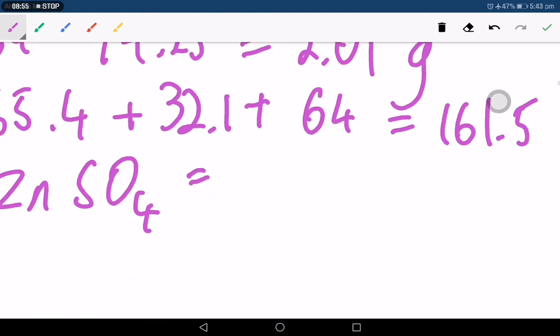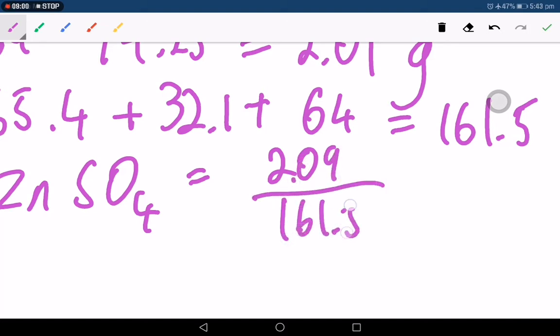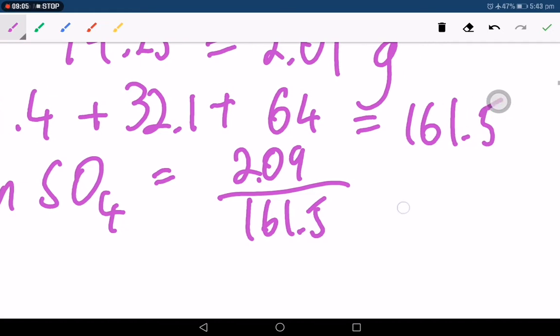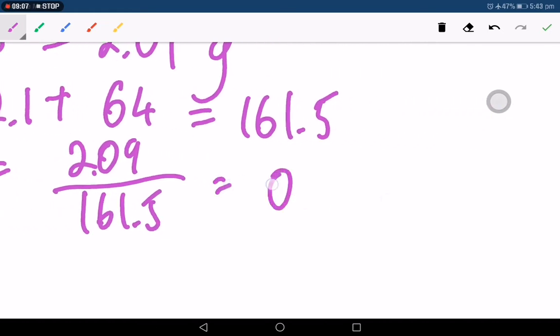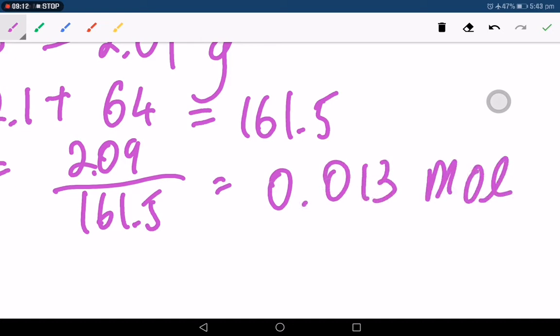2.09 divided by 161.5 comes to 0.013 mole, right? Yeah. So the mass of H2O is this one.